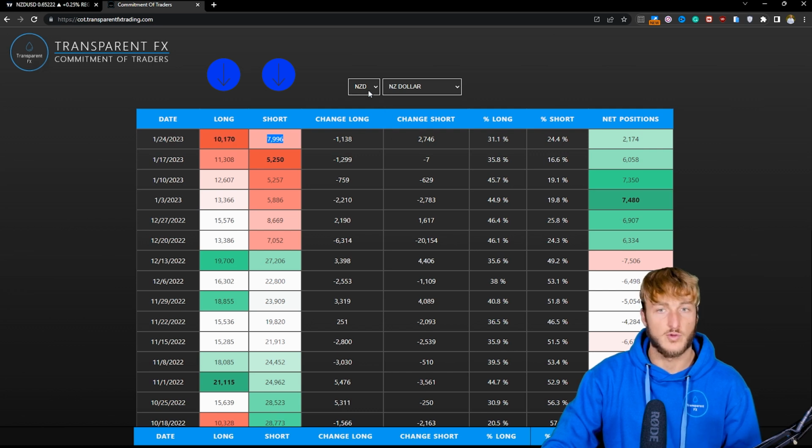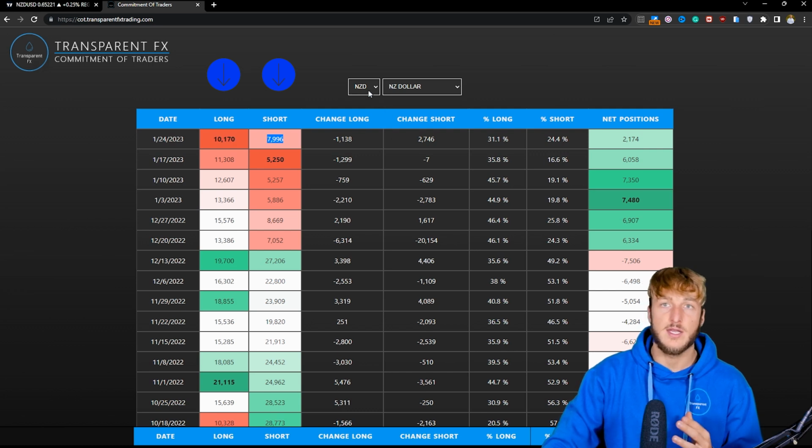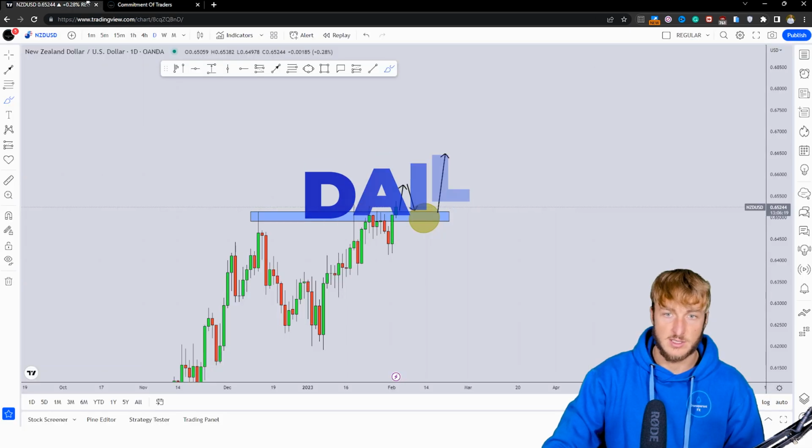This is very bullish for the NZD, and keep in mind that if you're checking the data for the NZD, you are actually already checking NZDUSD, because all currencies on the spot are traded against the USD.